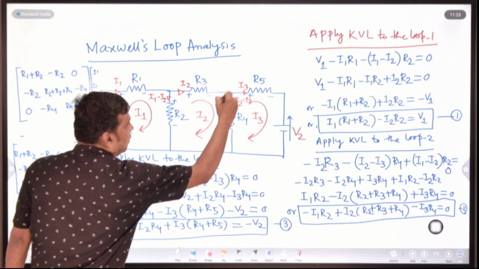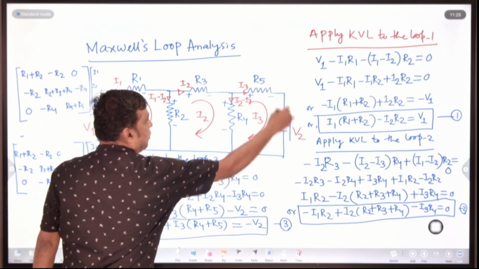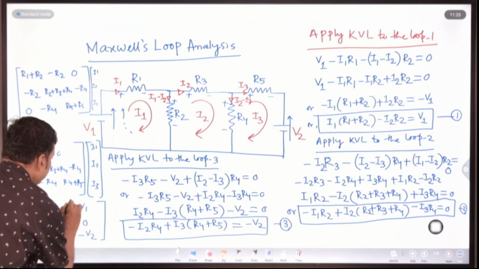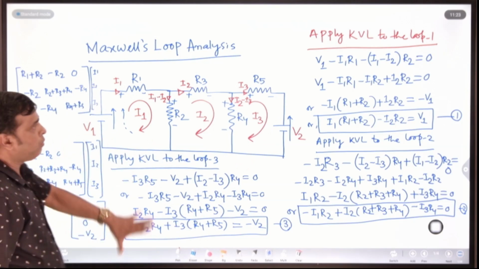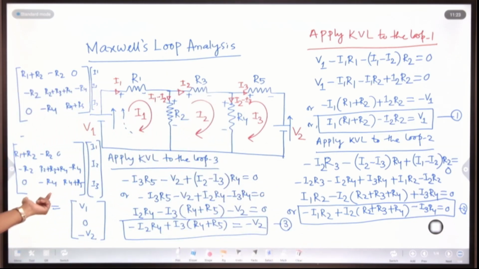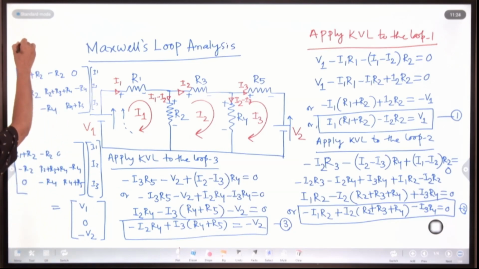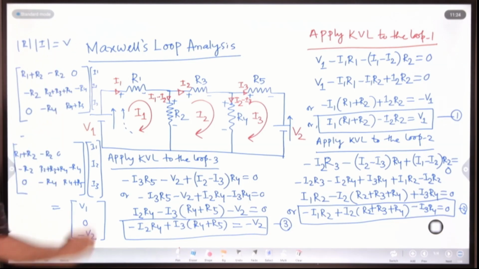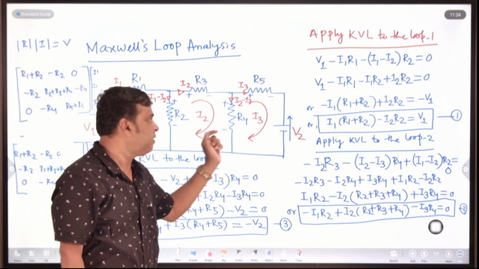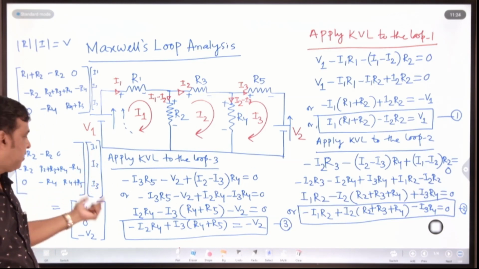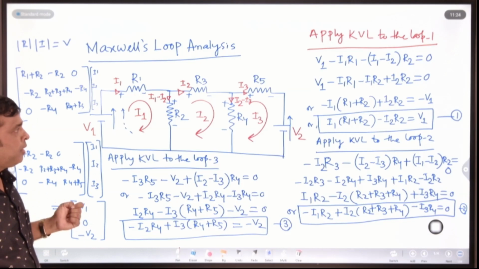In third loop the direction of current and voltage is different, net voltage is your minus V2, and this will be your equation. So without calculating all these things, if I see this network, I can directly write this expression. First, you must write resistance into current equal to voltage. If there are 3 loops, there will be a 3 by 3 resistance matrix and unknown variables I1, I2, I3 and the net voltages V1, V2, V3.